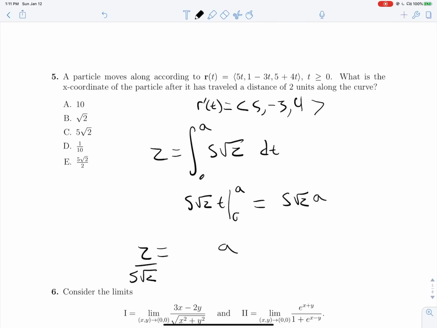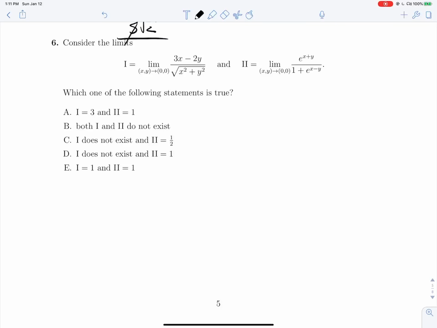But things get easy when we realize we're looking for the x coordinate of the particle. All we have to do is plug that into x equals 5t, where t is equal to this guy. This 5 is going to cancel with this 5, and we will see that x is equal to 2 over root 2. If we multiply each side by root 2, we will get root 2. And there's our answer.